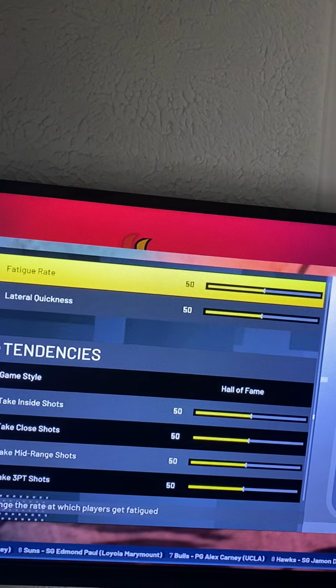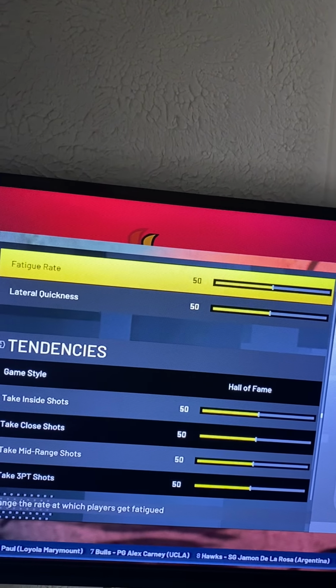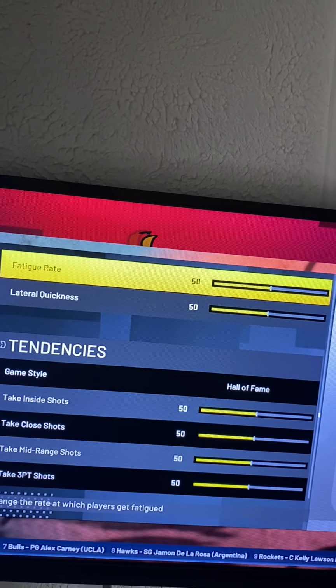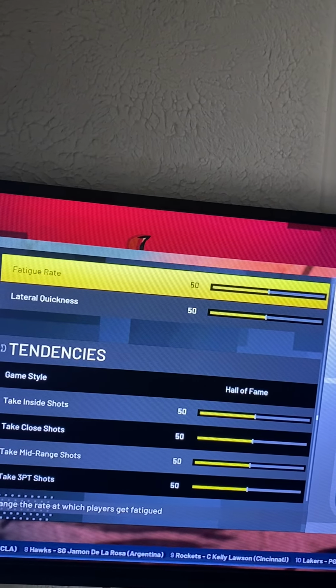They keep you in foul trouble. They call 3-second violations on you. They make you miss wide open layups. So this is a problem.